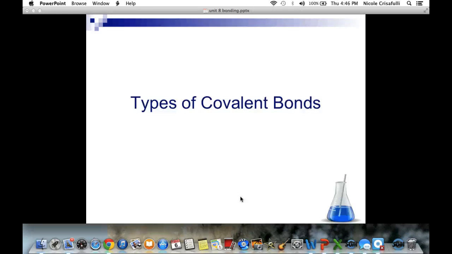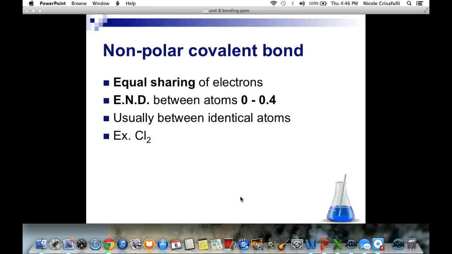Now, there are different types of covalent bonds. The first one is a nonpolar covalent bond. A nonpolar covalent bond is when we have an equal sharing of electrons. That happens when your electronegativity difference is between 0 and 0.4. This usually happens when the elements are identical. When we're talking about things like hydrogen and hydrogen, or in this example, chlorine and chlorine, or fluorine and fluorine, things like that. That's when we're going to get a nonpolar covalent bond. Those electrons are being equally shared between the two atoms.